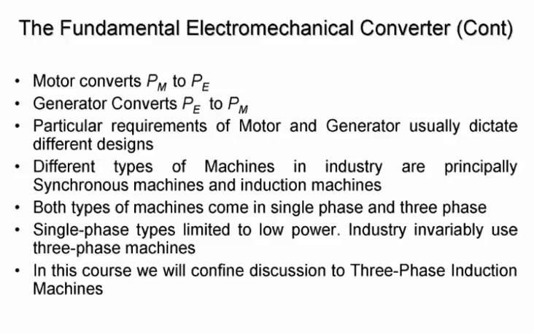So the requirements of a motor and generator usually dictate different designs, and the different types of machines in industry are principally synchronous machines and asynchronous machines, one of which is the induction motor. And both of them we get in single and three phase. Single phase is limited to low power up to a certain kilowatt. So in industry we would mostly use three phase machines.